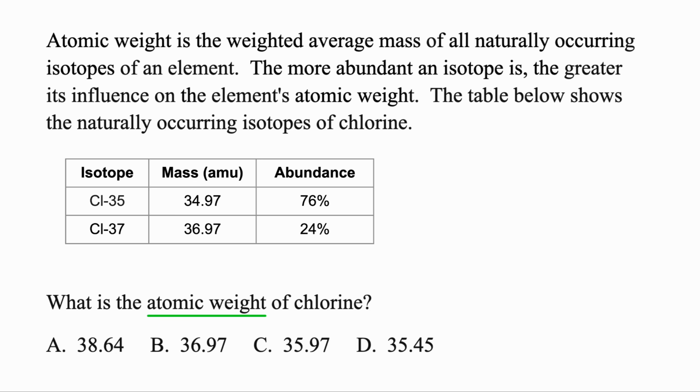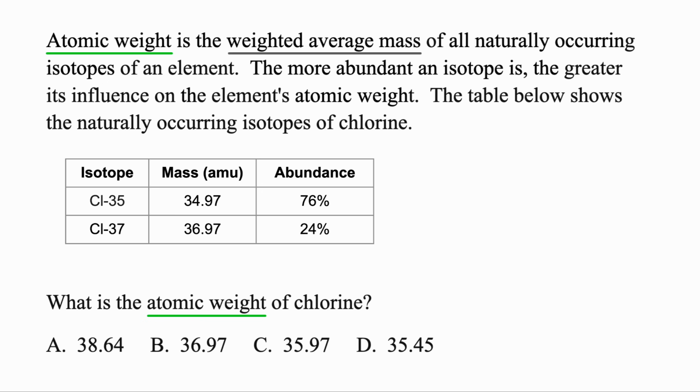What is the atomic weight of chlorine? Let's go ahead and read, see if they describe how to find atomic weight. Atomic weight is the weighted average mass of all naturally occurring isotopes of an element. So let's pause. They talk about atomic weight being the weighted average mass.